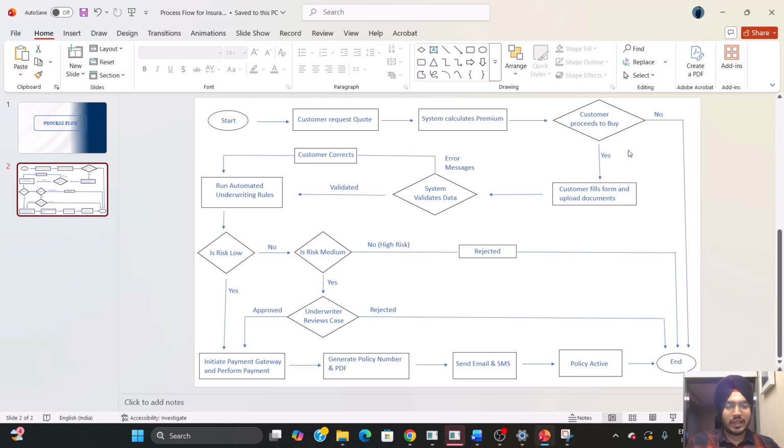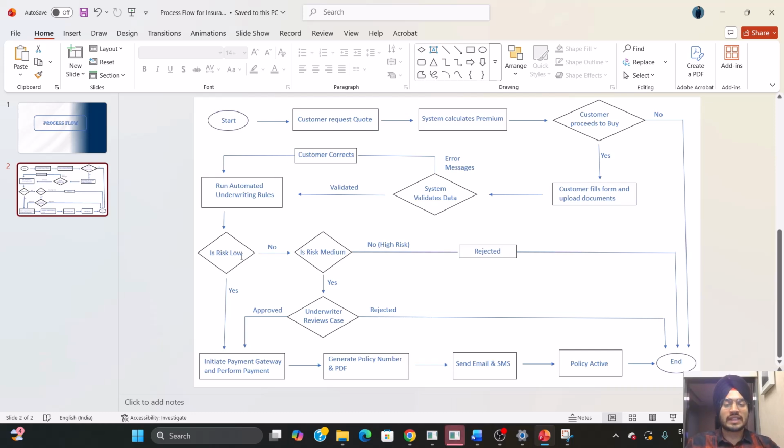Okay, so if he proceeds to buy, then he needs to fill up the form and upload the documents. Further, the system will validate the data, the form and the uploaded documents, and if they are validated, then the next step, if there are some errors, then the customer needs to correct it. And after correcting, automated underwriting rules would be performed by the system, wherein it would be checked whether the client or the customer would be a good fit for this policy or not.